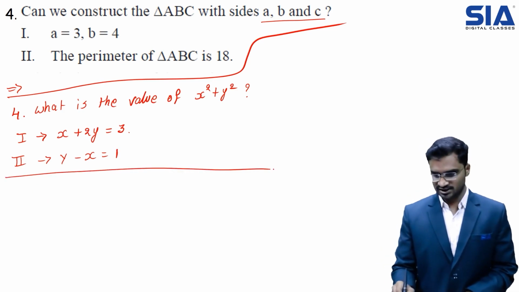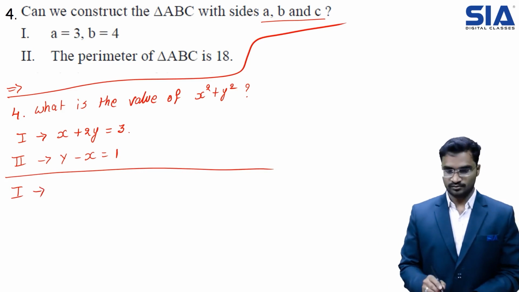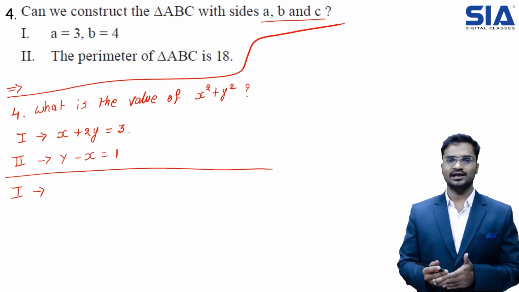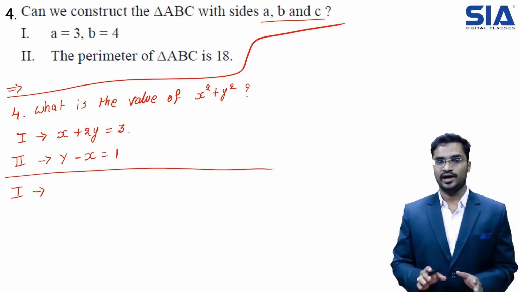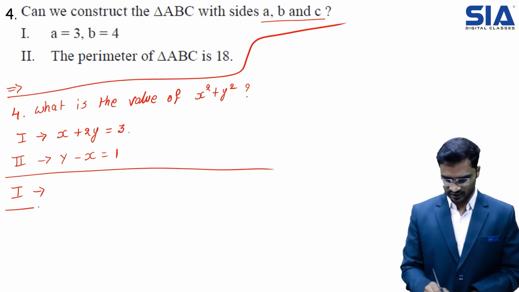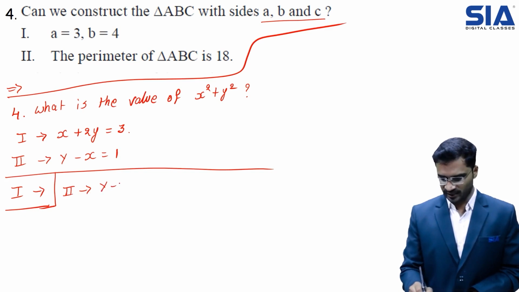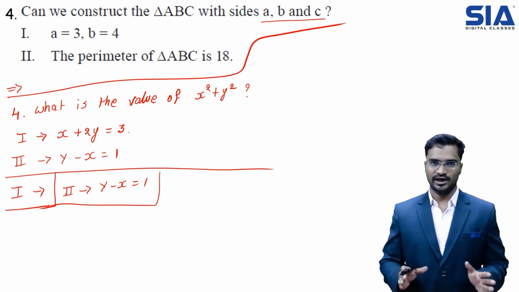So let us consider these values. By using only statement 1, can I tell the fixed answer of x square plus y square? No, as x and y values are not fixed in this first equation. Now let us take the second equation, which is y minus x is equal to 1. By using only the second equation, can I answer this question? No, I cannot answer this question.